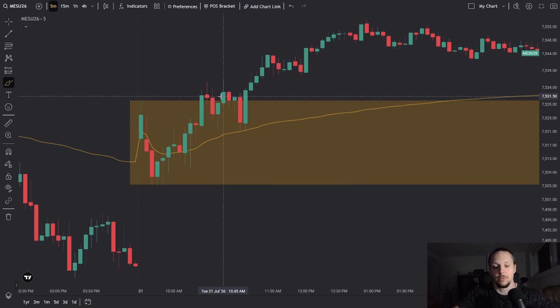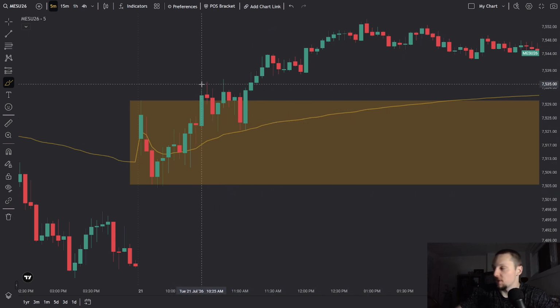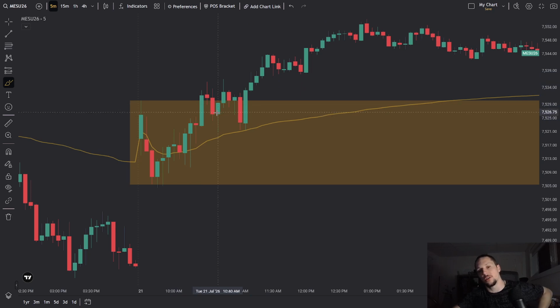Now, when it comes to a continuation setup, the first thing that we need is for price, once it breaks out of this box, to pull back. We need price to retrace back down so that it can continue moving on up. For a pullback, I'd like to see 2 consecutive candles in the opposite direction, so we get that right here. So this is our pullback, 2 consecutive bearish candles in the opposite direction.